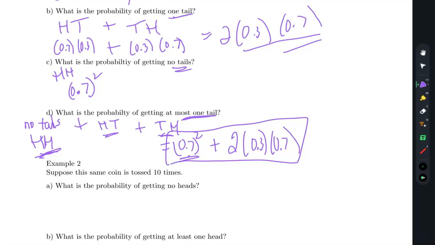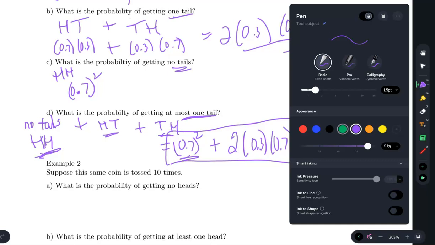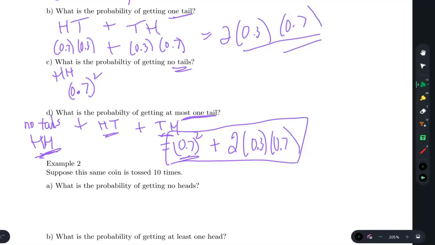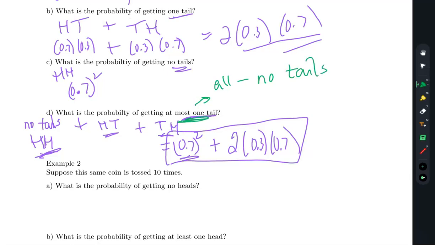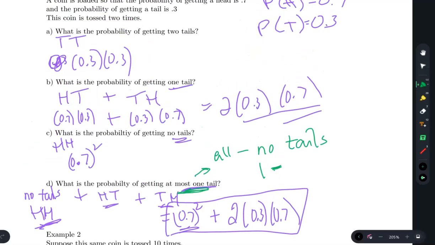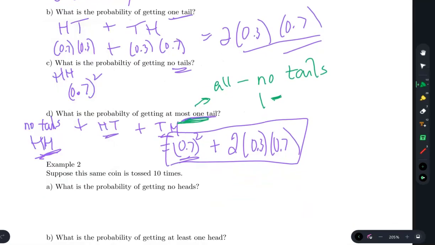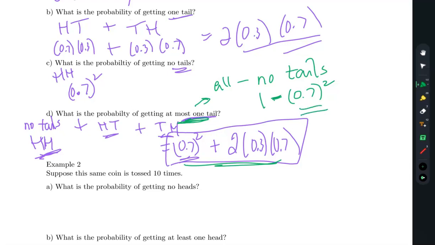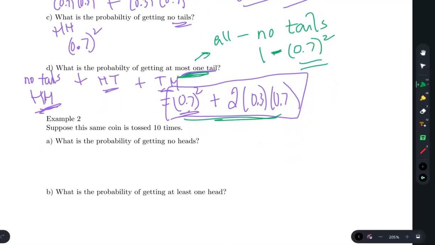But let's think about how else we could do this, because there's going to be more than one way often. At most one tail, that would be all minus no tails. So all is always going to be 1 in probability land. Subtract no tails. So if it's no tails, that means you have heads both times. So that would be 0.7 squared. So these two answers would give you the exact same.